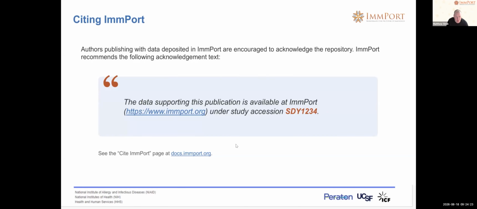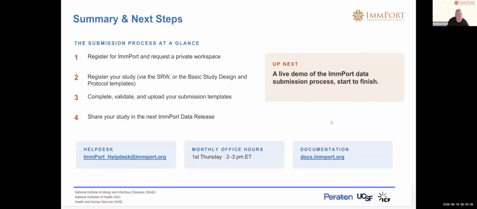Lastly, once you do create a study, whether it's with the SRW or the basic study design template, you're automatically given an SDY accession number. That will never change, and we actually recommend that when you're citing ImmPort in a manuscript or a grant, you use that SDY number. That's going to be very easy for data reusers or anybody reading your manuscript or grant to find them, and we recommend using the line, "The data supporting this publication is available at ImmPort under study accession SDY," and then your numbers. If you were to create a study right now, we are in the SDY 3000 somewhere. So it'll be a little bit higher than 1, 2, 3, 4.